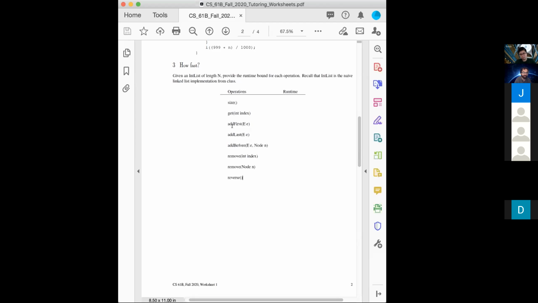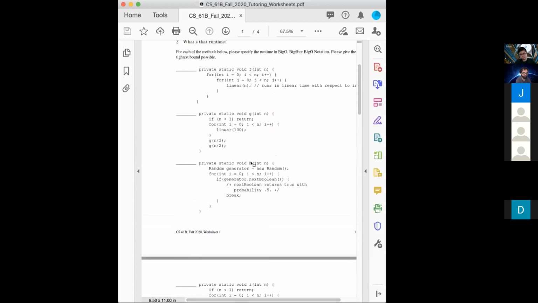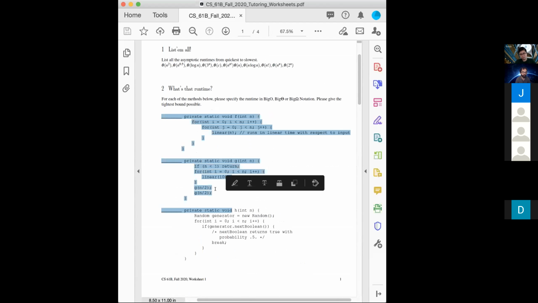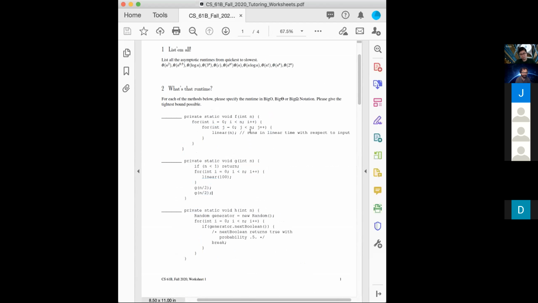Okay, let's see. Worksheet. Question about int list reverse question. And then I think I had another question on this worksheet. So looking at these two right here. Yeah. So here it says that it runs in linear time with respect to the input.